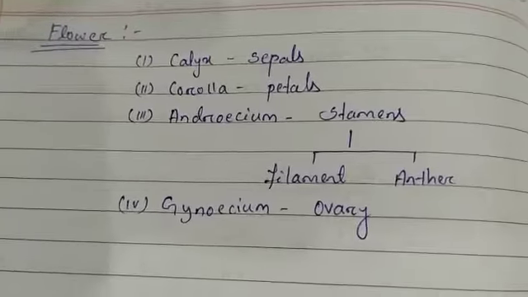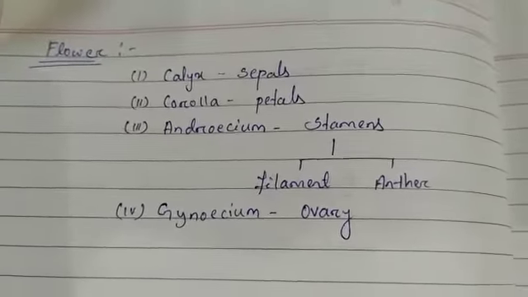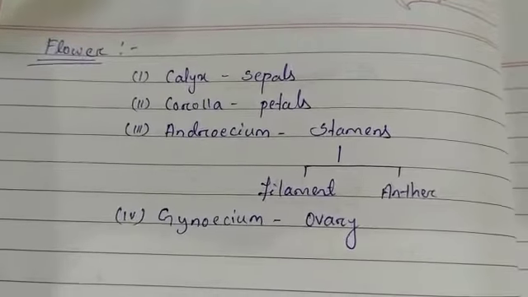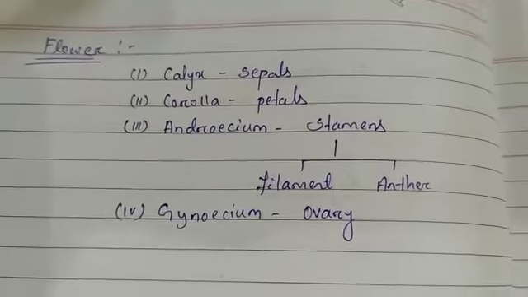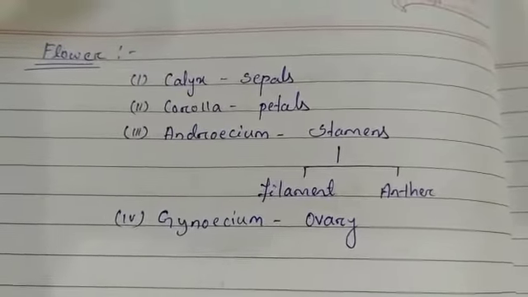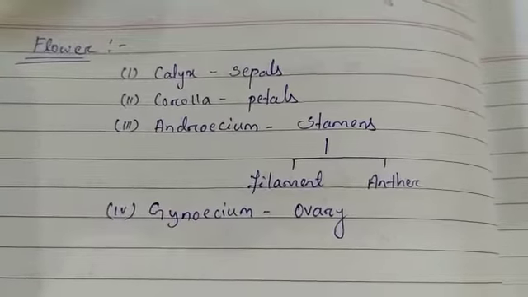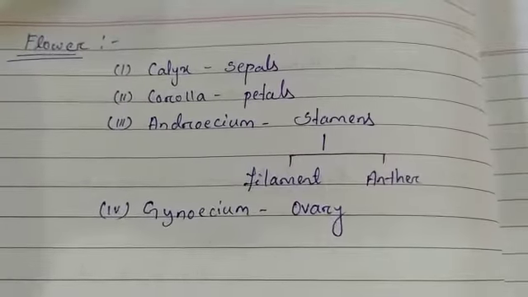Now the transfer of pollen grains from anther to stigma is known as pollination. Again, pollination is of 2 types, self-pollination and cross-pollination. When the pollen from the anthers of the same flower is transferred to the stigma, that is self-pollination.